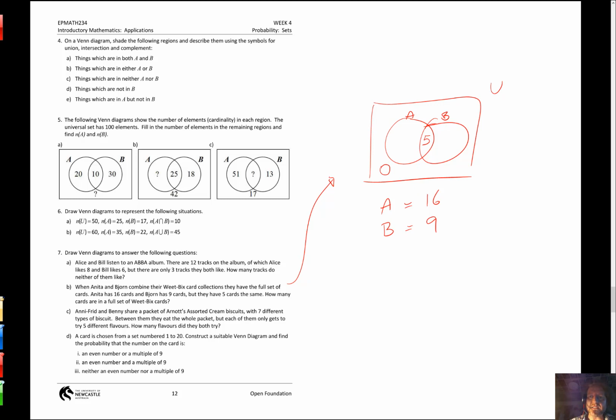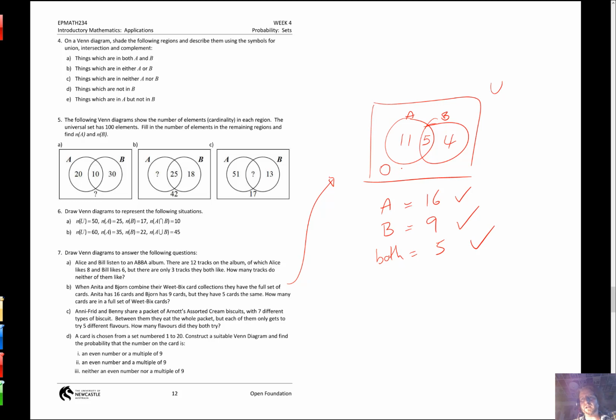A is meant to contain 16 cards. Well, there's 5 there, so 11 plus 5 makes 16. B circle is meant to contain 9 cards. There's already 5 there, so put 4 there. So I'm going through my checklist now. Is the A circle containing 16? Yep. Is the B circle containing 9? Yep. Both is 5. Yep. I know that there were none that they didn't have.